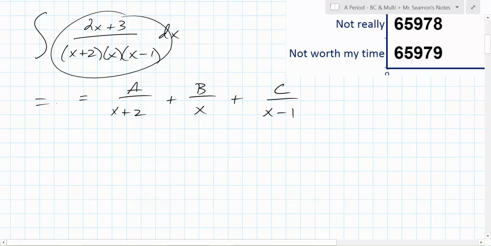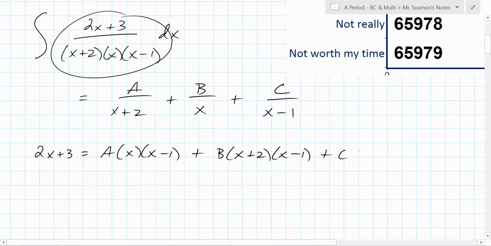Are you with me so far? We're just not writing it again. If you multiply by the denominator, you end up with 2x plus 3 is equal to a times x minus 1 plus b times x plus 2 times x minus 1 plus c times what? C times what? Correct.